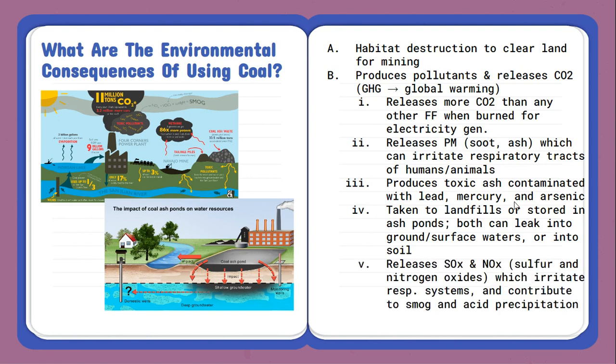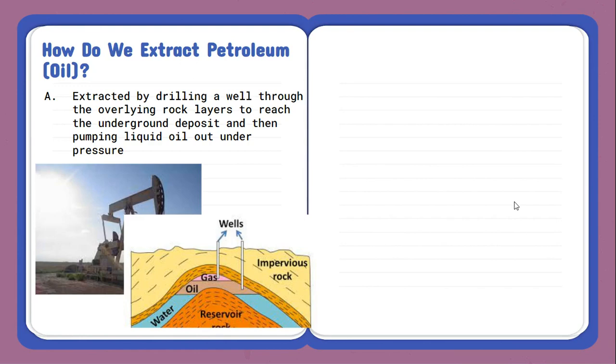And besides releasing particulate matter and greenhouse gases, it has the chance to produce two other types of air pollutants that we will have to know in much more familiarity in Unit 7. But the two are sulfur oxides and nitrogen oxides. Together, both of these serve as, once again, respiratory irritants, but they also contribute to smog and acid precipitation or acid rain.